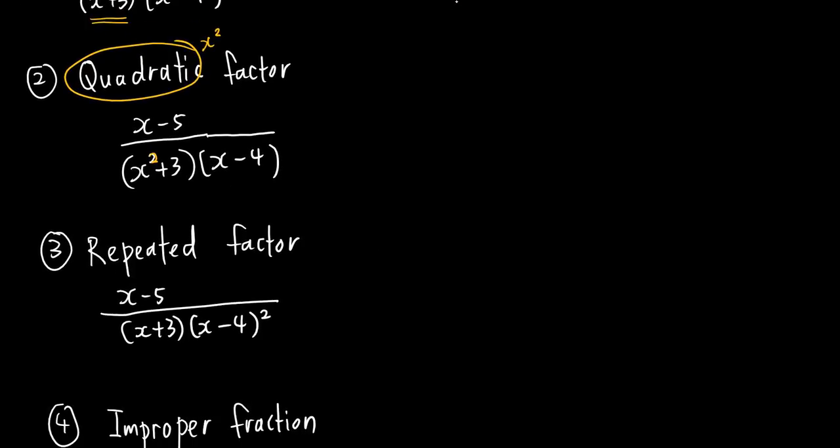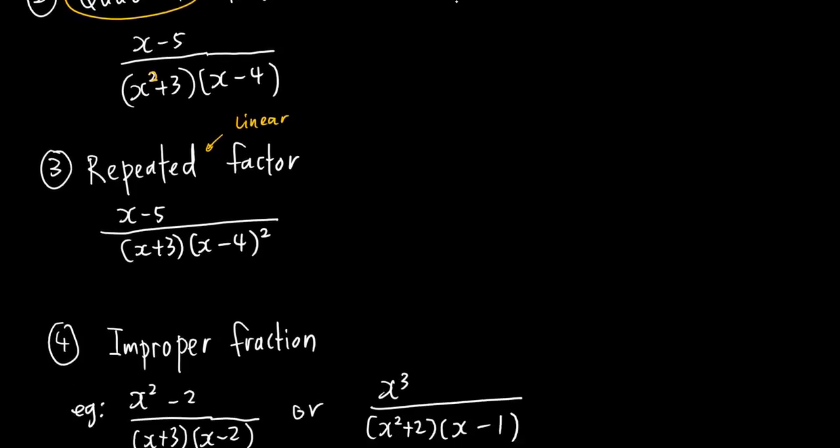And then repeat factor is very similar to the linear factor. Just that in the denominator, you have the whole bracket squared. So basically I can say this is a repeated linear factor. Imagine x minus 4 is a linear factor, but if I repeat it, that means x minus 4 multiplied by x minus 4. This is the reason why you get x minus 4 squared. So if in the denominator you can see the whole thing is a bracket squared, it falls into the third category.